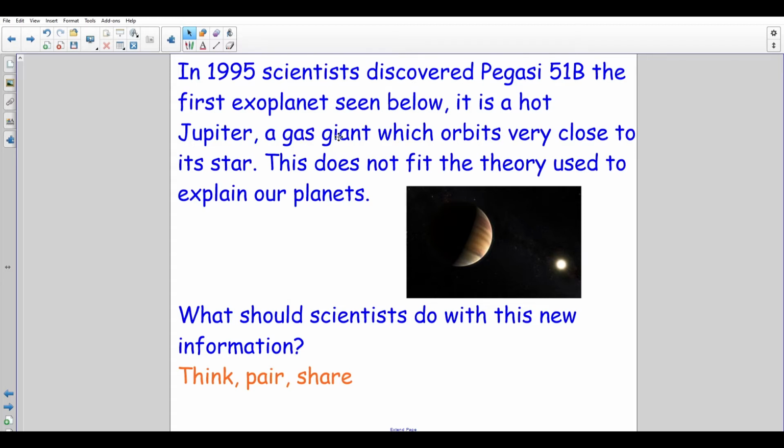So this was a gas giant which orbits very close to its star, and it doesn't fit the theory that we're used to. So it doesn't fit with what we think. So currently we think that we should have gas giants further away, and we should have small rocky planets closer to the star. But this was a big gas giant, the size of Jupiter. In fact, I think it's a little bit bigger, and it was really close to its star.